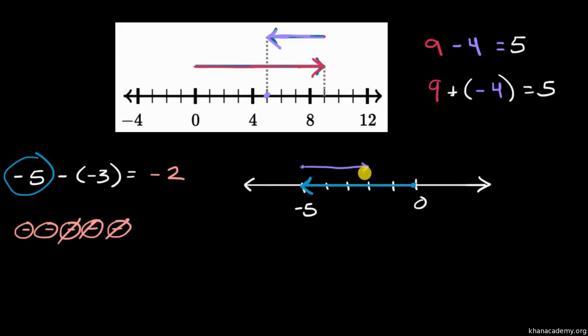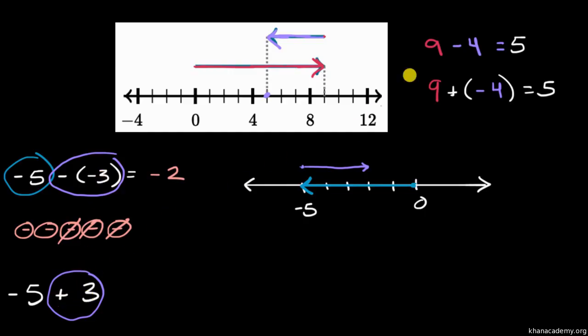Well, what also is the same thing as going 3 units to the right? Well, that's the same thing as adding 3. So negative 5 minus negative 3 is actually the same thing as negative 5 plus 3. This purple arrow right over here, you could view it as subtracting negative 3, or you could view it as adding the opposite of negative 3. So it looks like when you subtract a number, it's the same thing as adding the opposite.